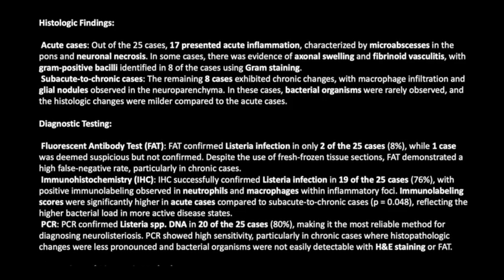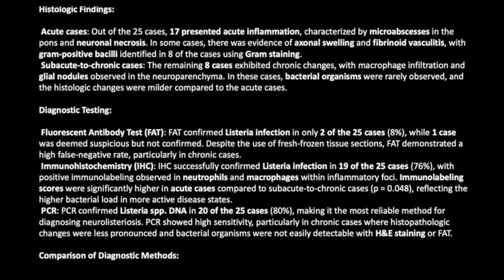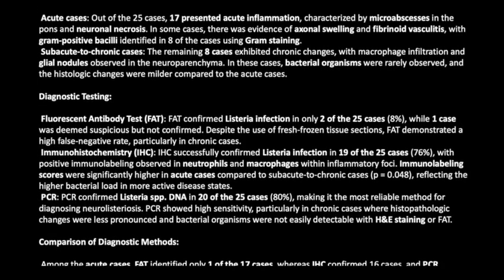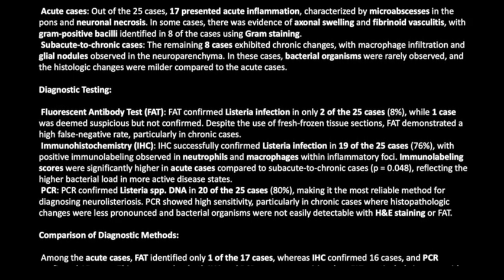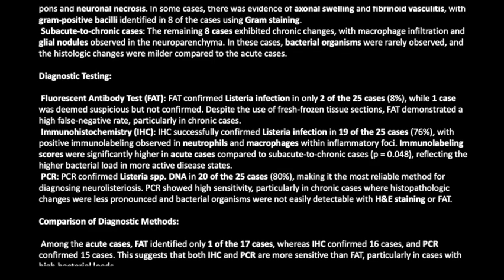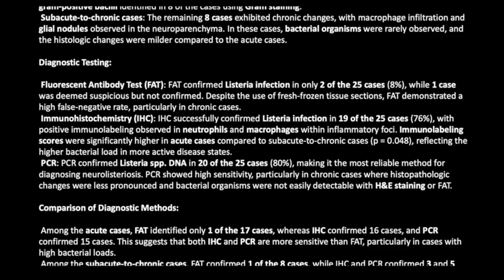Immunohistochemistry, IHC, successfully confirmed Listeria infection in 19 of the 25 cases, 76%, with positive immunolabeling observed in neutrophils and macrophages within inflammatory foci. Immunolabeling scores were significantly higher in acute cases compared to subacute to chronic cases, P equals 0.048, reflecting the higher bacterial load in more active disease states.